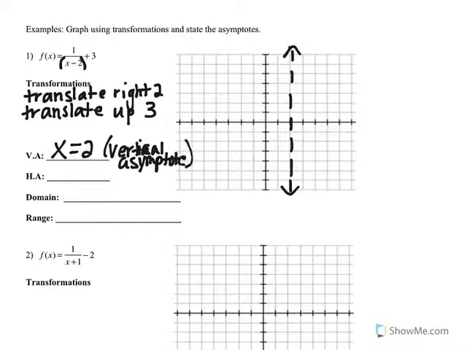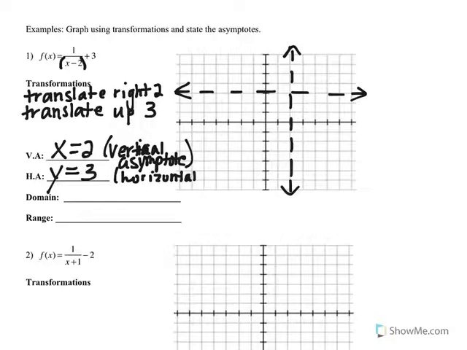Abbreviated as VA. The other one is the horizontal asymptote. I'm just going to write horizontal, we'll just assume the asymptote word is there also. That's going to come from translating up 3. So you start at 0, 0, go up 3, and put a dashed line going across at y equals 3. So your transformations will tell you where to put those asymptote lines.